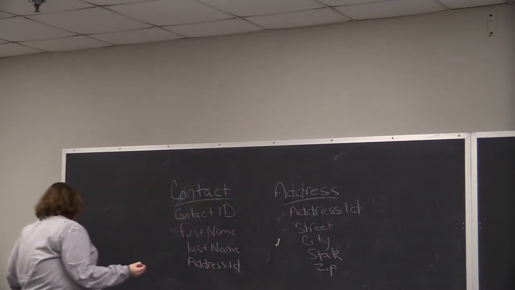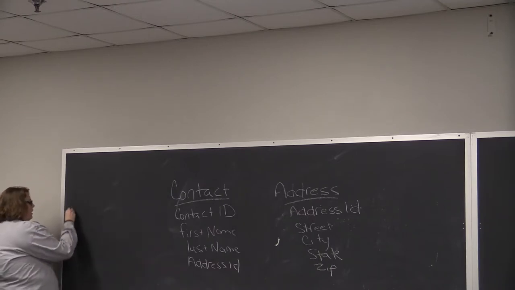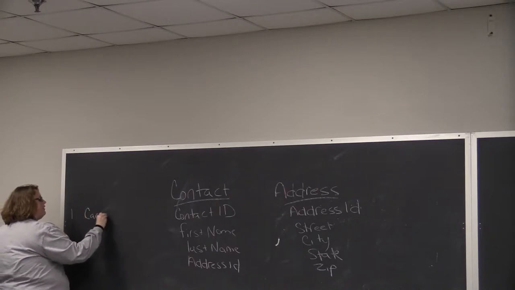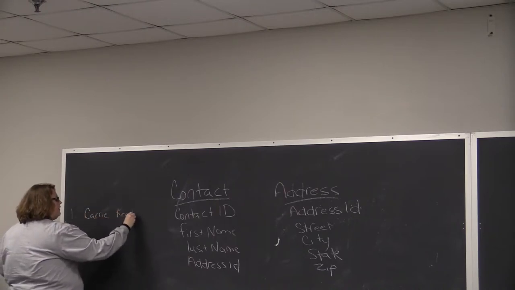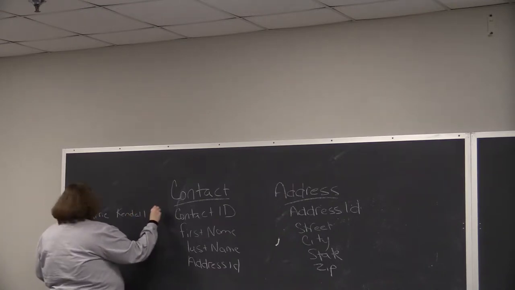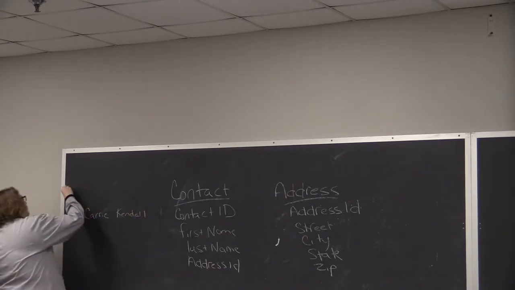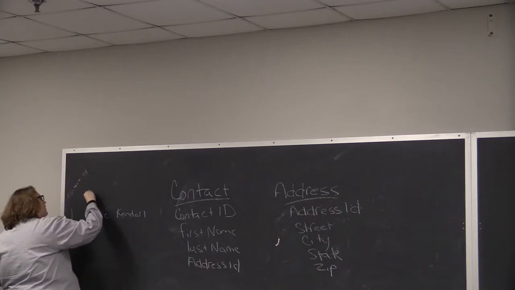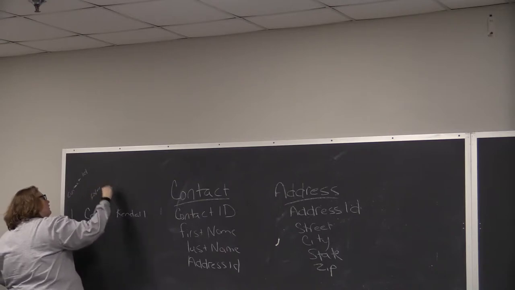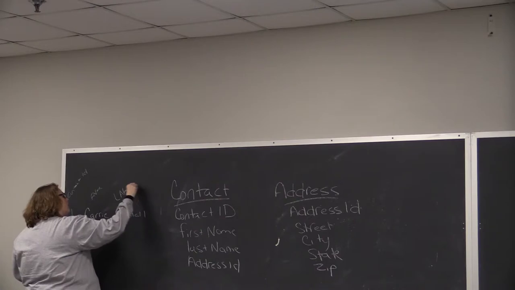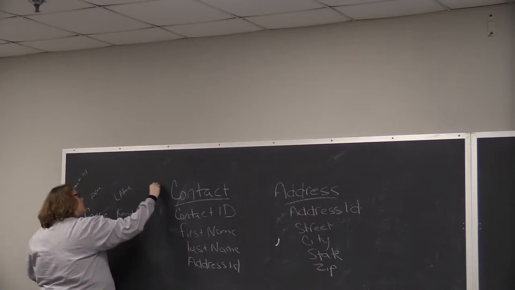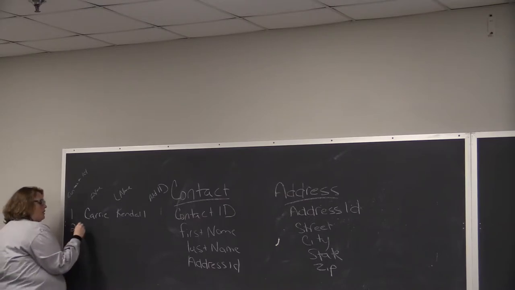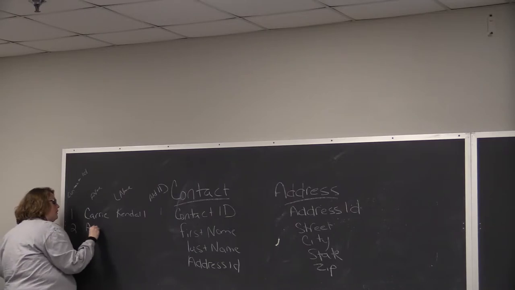But when you're actually storing the data, we'll have contact one. We'll put Carrie in there, and we'll say her address ID is one, right? So here is the contact ID, first name, last name, and then the address ID. I'm shortcutting these just because it's really hard to write in chalk. Okay, and then we'll put number two in there. We'll put Adam.